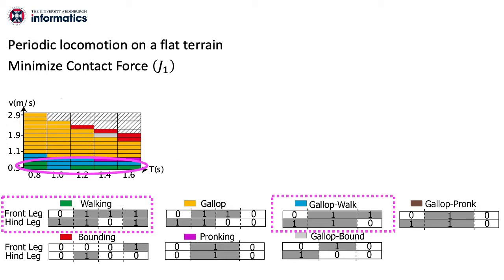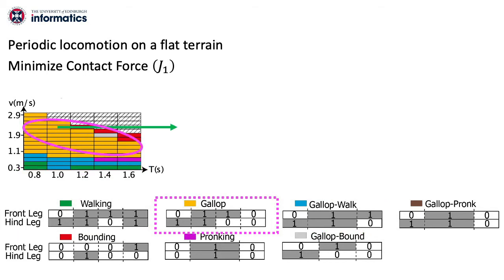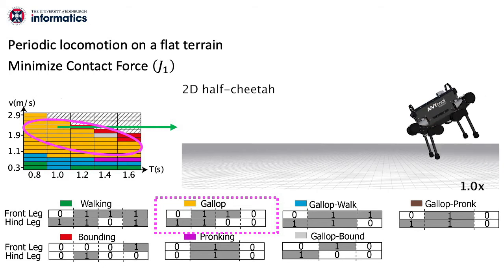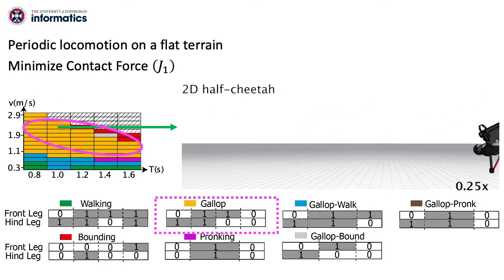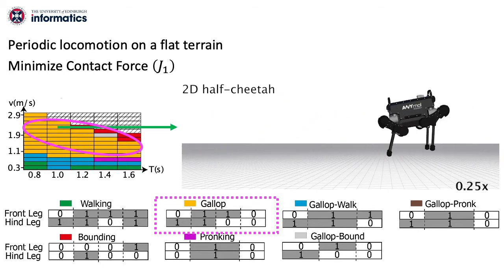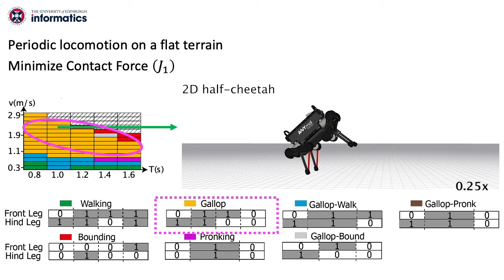For instance, at very low speeds, the model favors walking gaits. If we increase the speed, the model prefers to gallop, as shown in the video. Note, we have mapped the motion by synchronizing front and hind limbs of a 2D quadruped model, respectively.